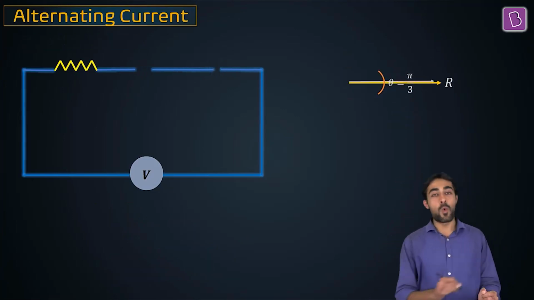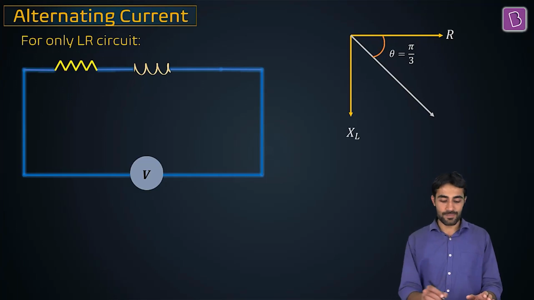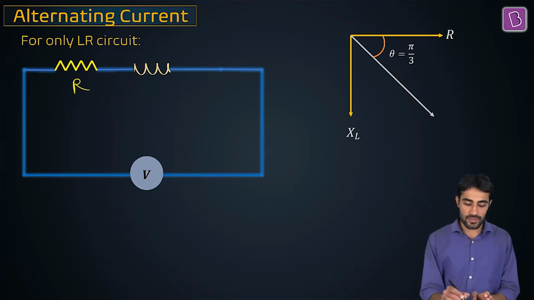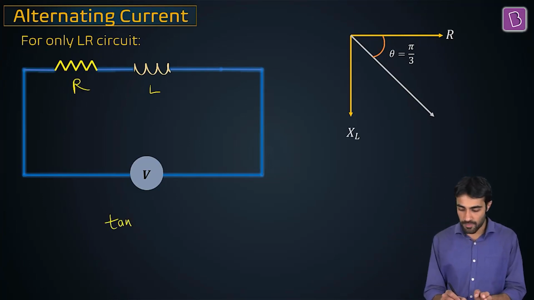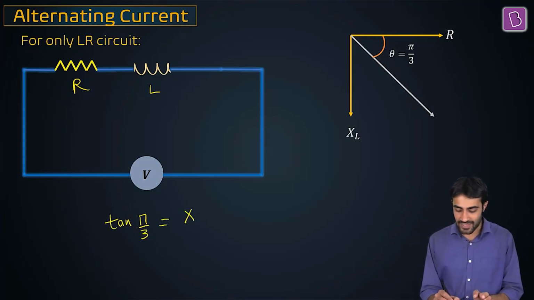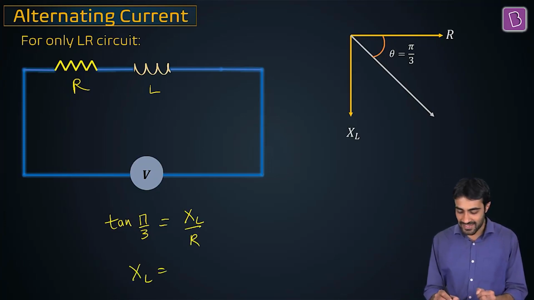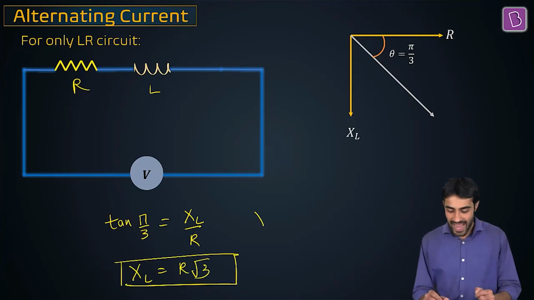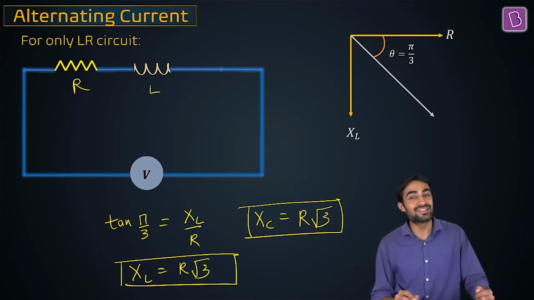Now let's find XL in terms of R. This time we remove the capacitor and replace it with a simple wire. We only have resistance R and inductor L. So we can see tan of pi by 3. From this diagram, tan of pi by 3 gives us XL divided by R. And from this, we can calculate XL. XL is R root 3. We also knew that Xc, which we calculated earlier, was R root 3. And XL is also coming out to be R root 3. Exactly the same value.